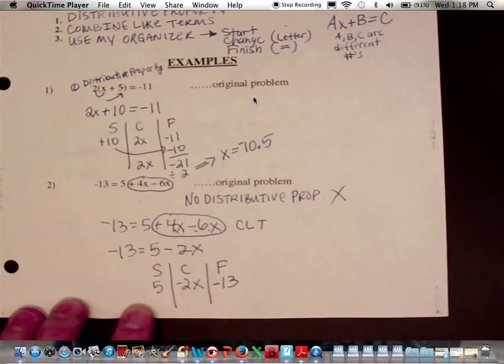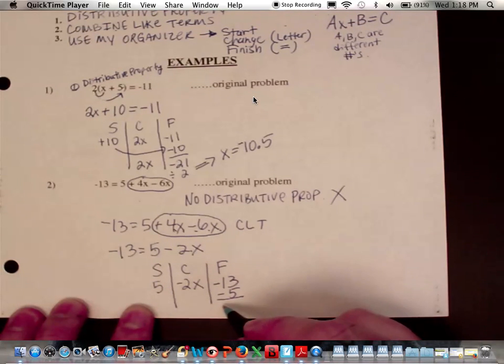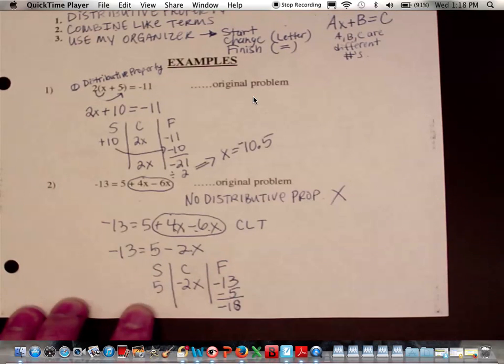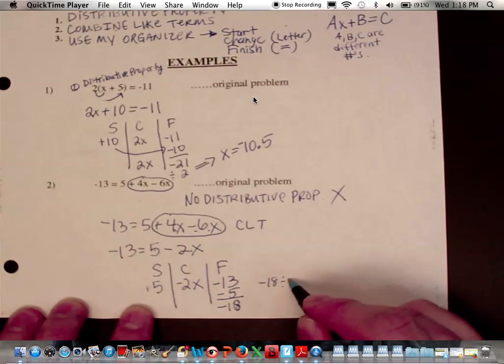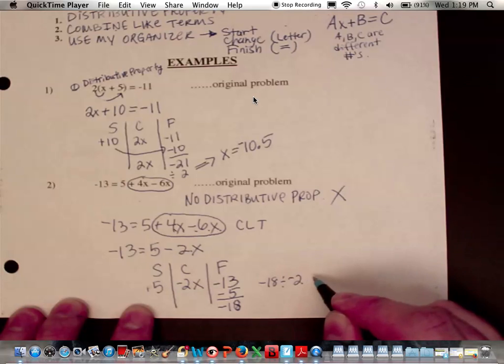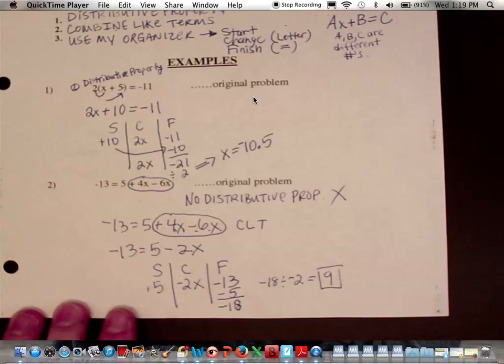Okay, now solving this, I would subtract the 5 over. It's going to give me negative 18, negative 13 minus 5, because that's a plus 5. This is times, so I do the opposite of times, so I would divide it. Negative 18 divided by negative 2 is going to give me my answer to be 9. So my answer there would be 9.